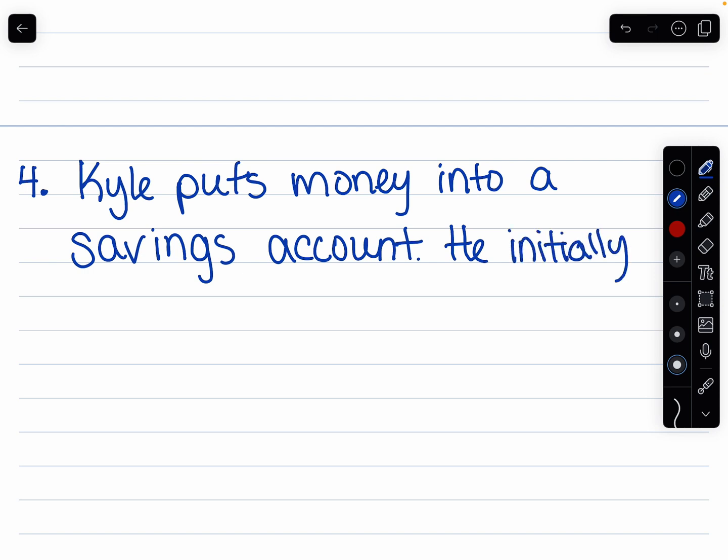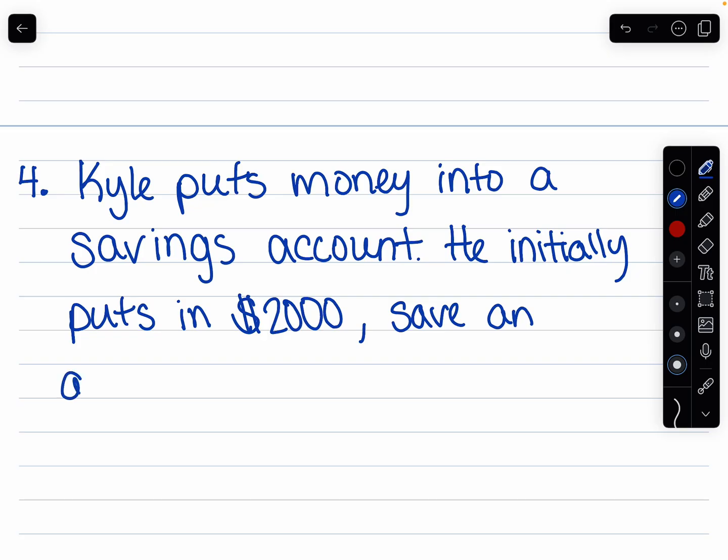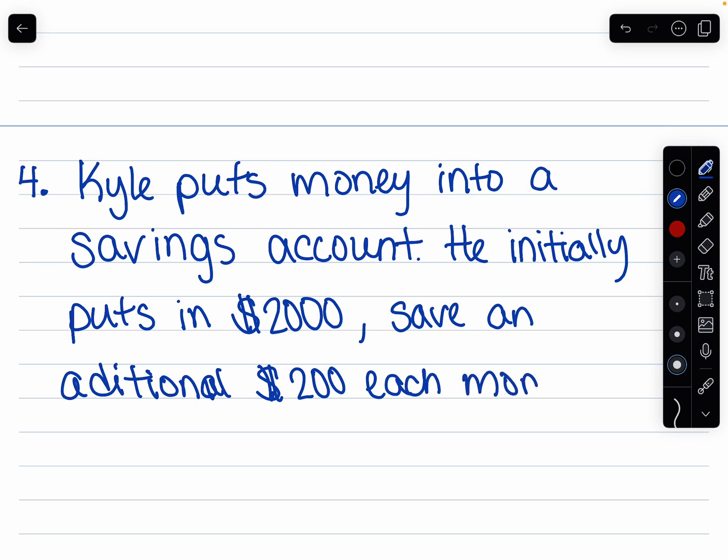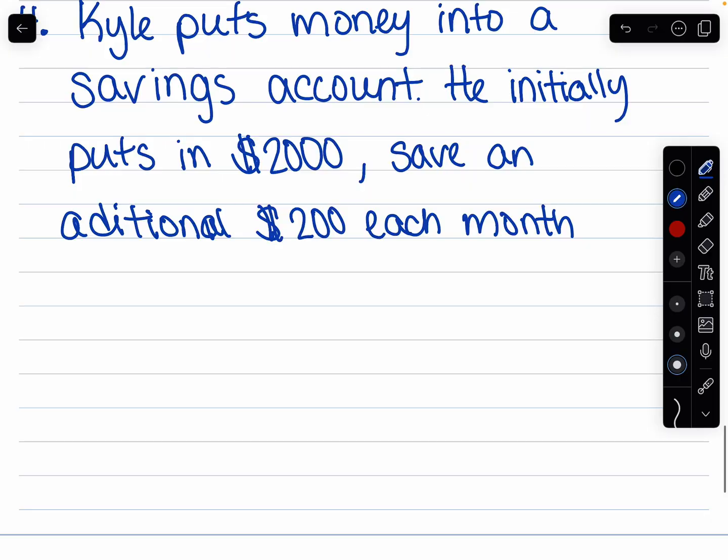All right, Kyle's putting money into a savings account. He initially puts in $2,000, and then he's going to save an additional $200 per month. So we're going to write an equation. All we're going to do is write an equation in slope-intercept form that shows this, okay?